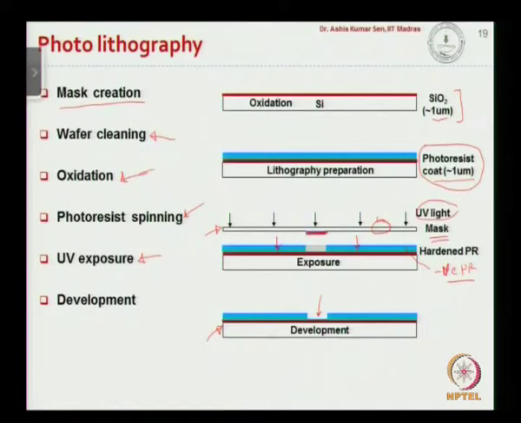So here we expose through the mask and then we go for development. In development, considering that it is negative, the exposed areas will be retained when they go through the development process, and the unexposed areas will be cleaned away when we put this wafer in a developer solution.